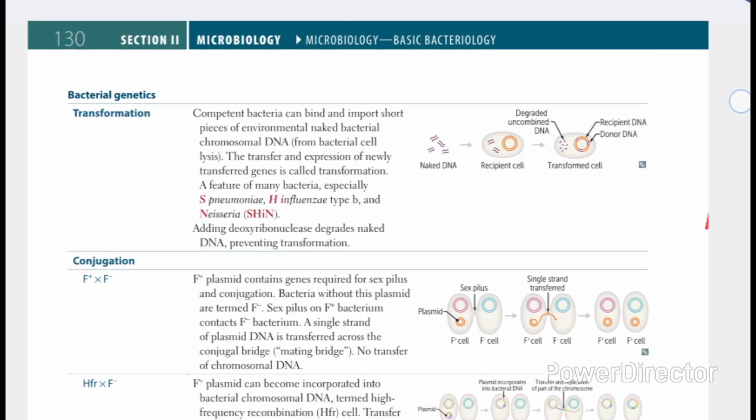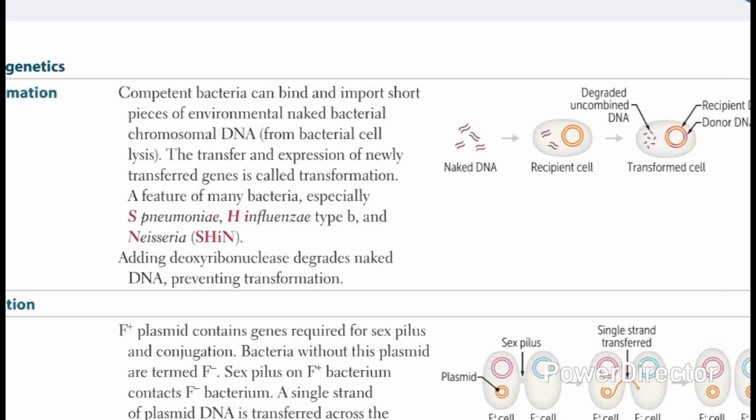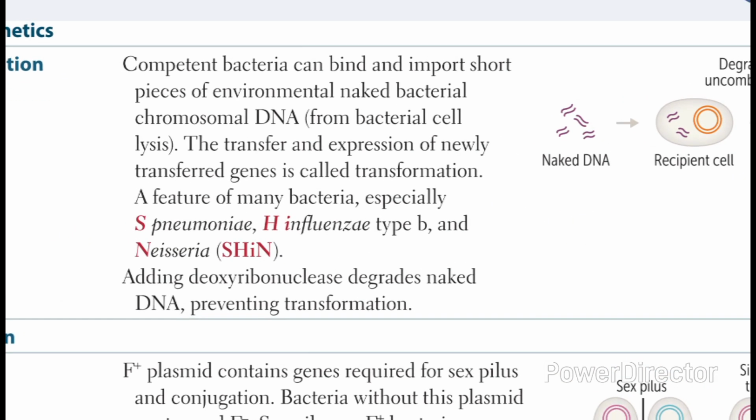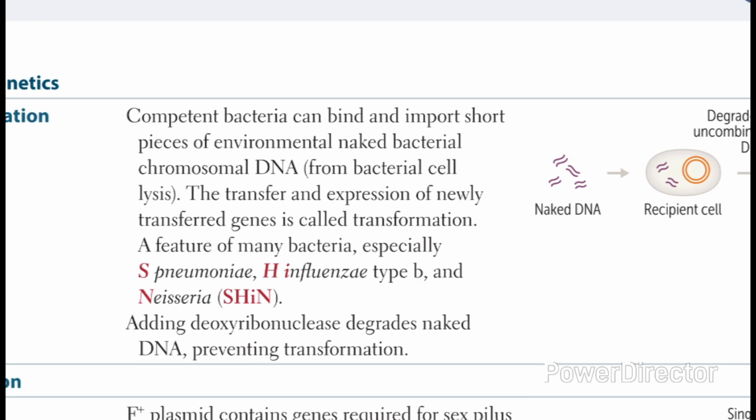So transformation, as the name suggests, is the transference of genetic material from one bacteria to another bacteria. In this situation, one competent bacteria can bind and import short pieces of the environment's naked bacterial chromosomal DNA. For example, when a bacteria dies, it leaves its genetic material in the naked form in the environment, as you can see here.